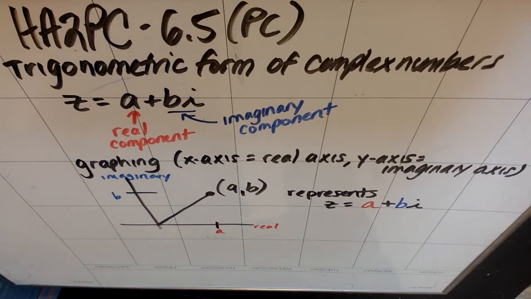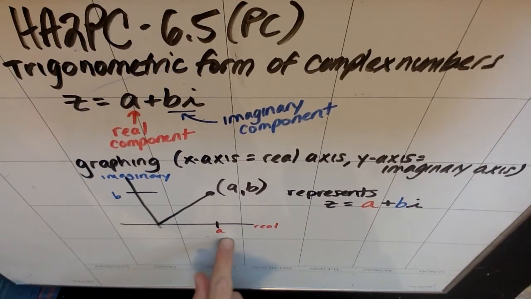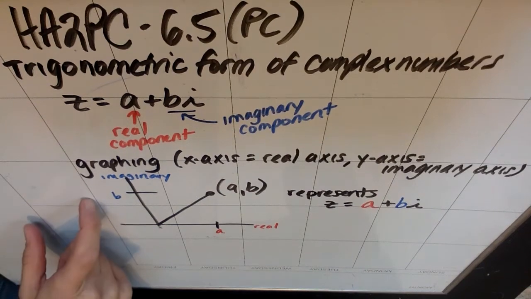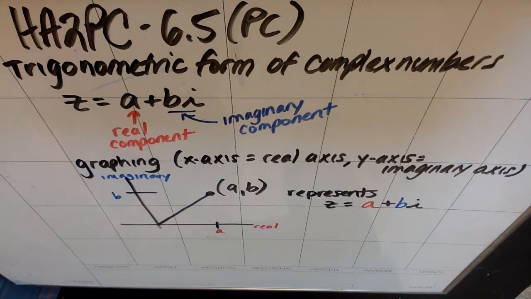So when we graph those way back when, which we did in Algebra 2, remember that the x-axis is our real axis when we graph imaginary numbers, and the y-axis is our imaginary axis. So, for example, if I wanted to represent z equals a plus bi, I would go to a on the x-axis, which is my real axis, and I would go to b on my imaginary axis, and I'd have the point (a, b).